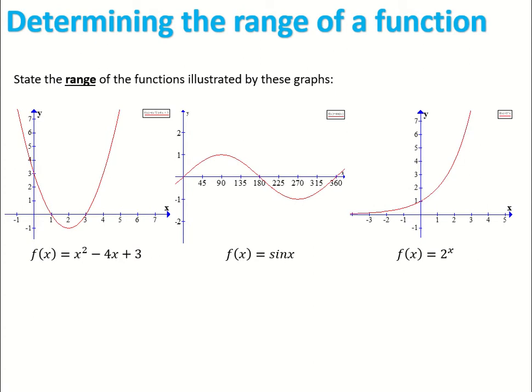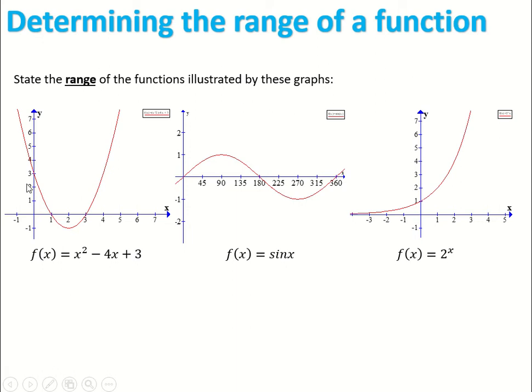We're going to go straight into some questions here. I've got 3 graphs, and we're going to state the range of the functions illustrated by these graphs. We've got the equations at the bottom. The first one is f of x equals x squared minus 4x plus 3, the second one is sine x, and the third one is 2 to the power of x. It's an exponential function. We've not dealt too much with them just yet, but we're still going to try and understand what the range means.